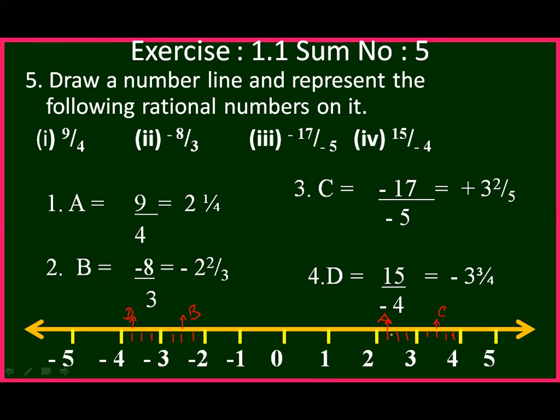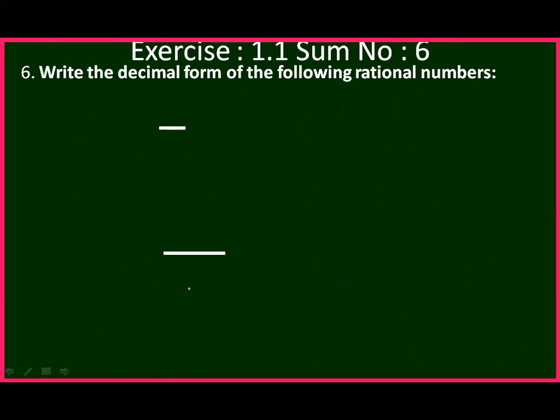So A, 9 by 4 is here. B, minus 8 by 3. C, minus 17 by minus 5. And D, minus 3, 3 by 4. Now we move on to the next one. Write the decimal form of the following rational numbers.